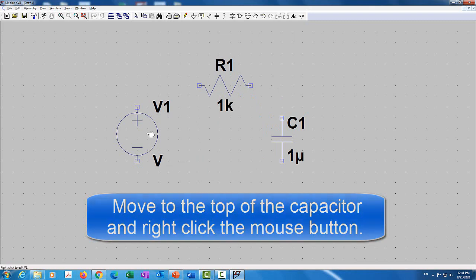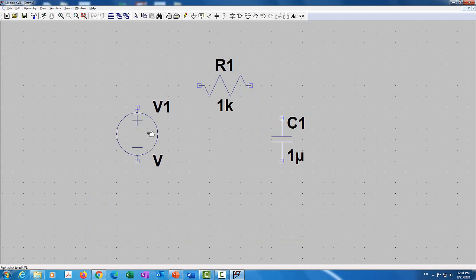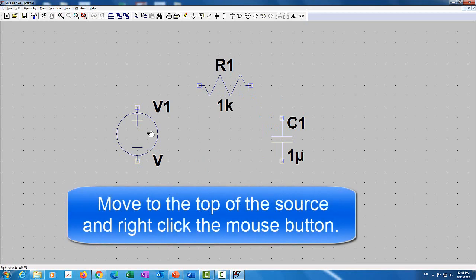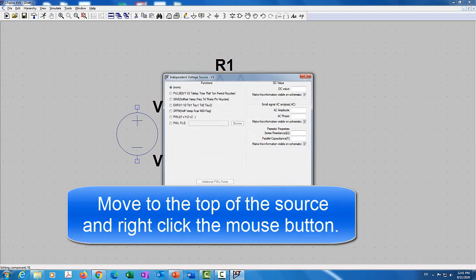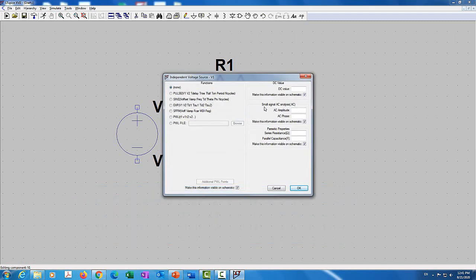And then for the voltage source, I have to specify it to be an AC voltage source, which is what we call the small signal analysis. It is basically gonna be an AC sweep kind of analysis. So I right click on the voltage source. I'm going to go to advanced. Over here I see small signal AC analysis. That's the AC analysis. So I'm gonna give it a value of 10 volts here.